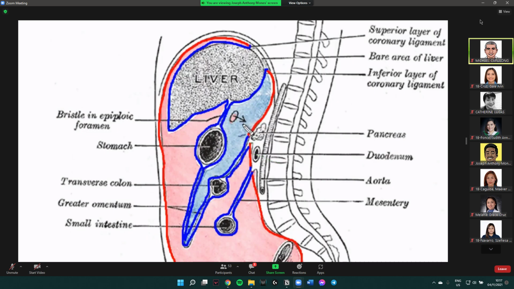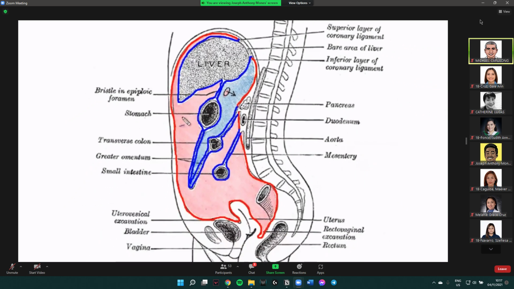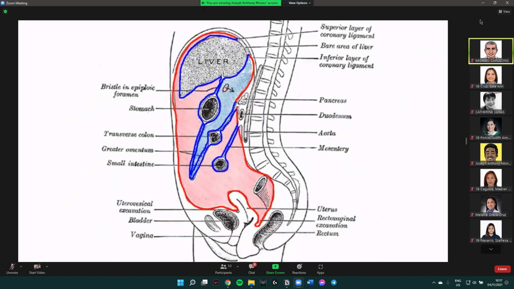And the greater sac is the larger part of the peritoneal cavity and makes up most of the cavity. So this is shaded in red, and this starts all the way up at the diaphragm. So you can see this bit of shading in red above the liver. So it starts above at the diaphragm and extends all the way down to the pelvic cavity. So that's the greater sac.